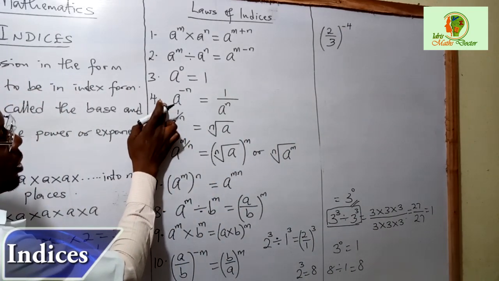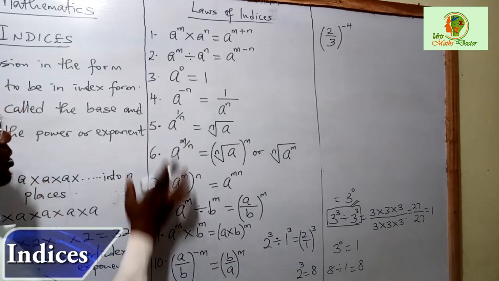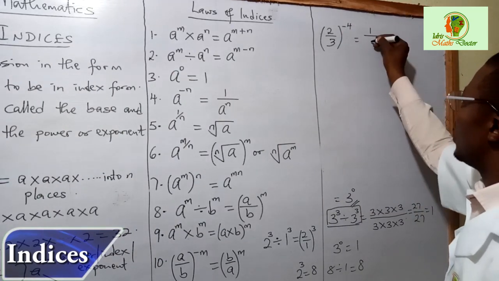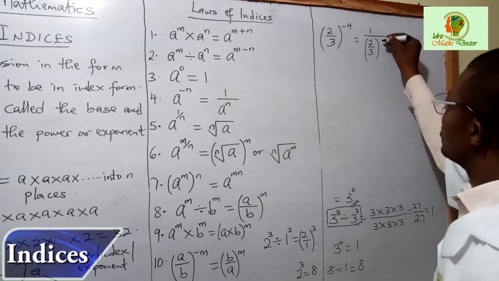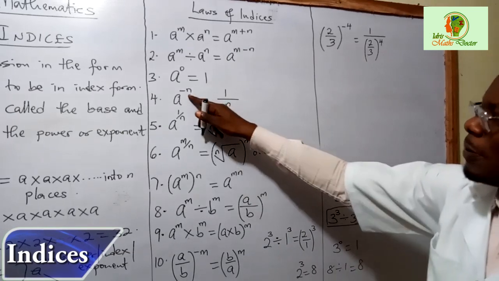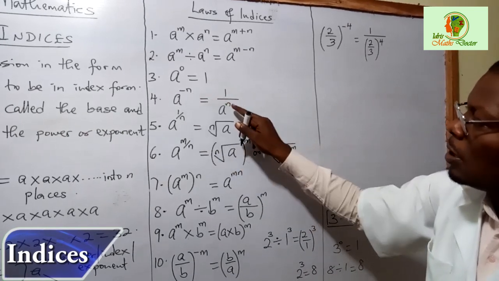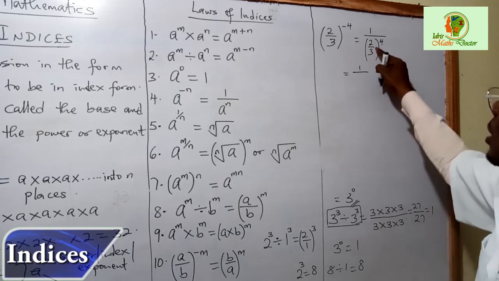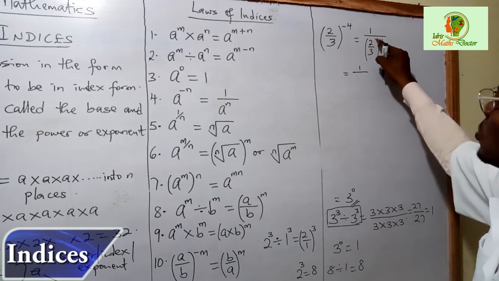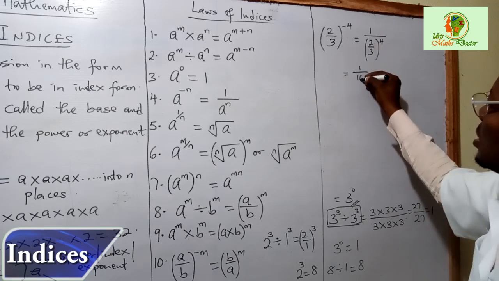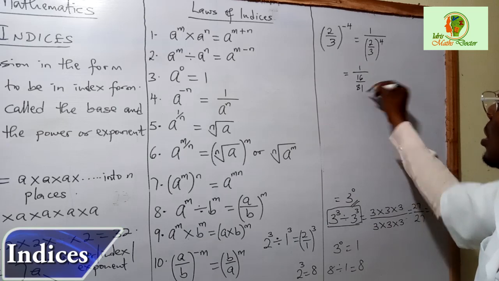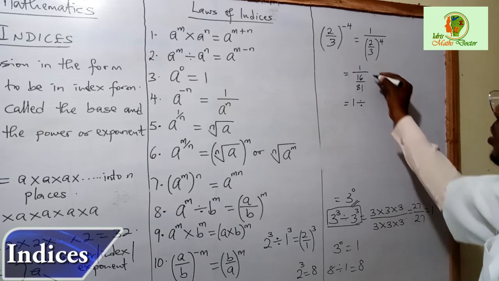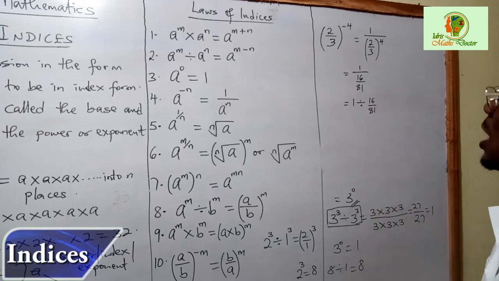Going by law number 4, let's do as if we don't have law 10. If we are to use this, removing the minus sign becomes 1 all over (2 over 3) raised to power 4. We have removed the minus sign because 1 all over the base raised to a power means there will be no more minus. This becomes 1 all over 2 raised to power 4 over 3 raised to power 4. The 4 affects both 2 and 3. 2 raised to power 4 is 16, and 3 raised to power 4 is 81. This becomes 1 divided by 16 all over 81.